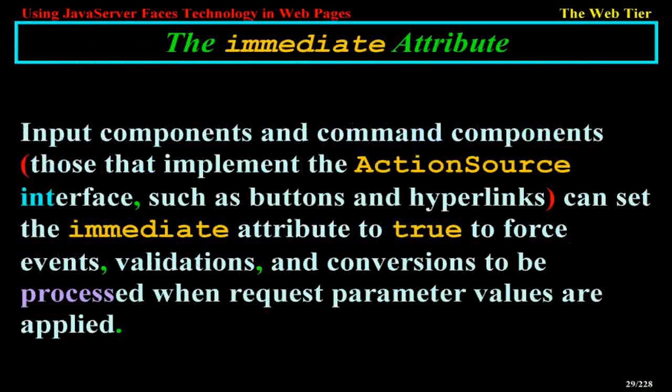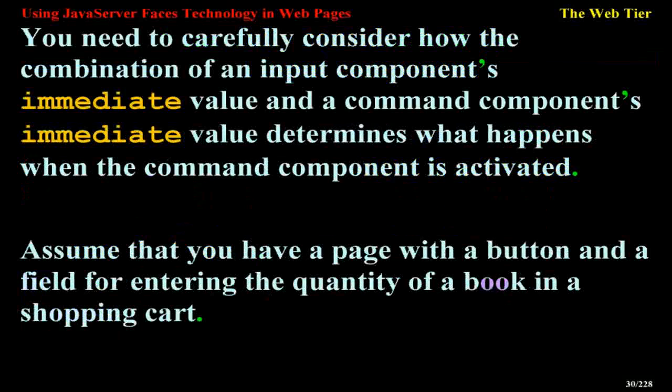The immediate attribute. Input components and command components, those that implement the ActionSource interface, such as buttons and hyperlinks, can set the immediate attribute to true to force events, validations, and conversions to be processed when request parameter values are applied. You need to carefully consider how the combination of an input component's immediate value and a command component's immediate value determines what happens when the command component is activated.